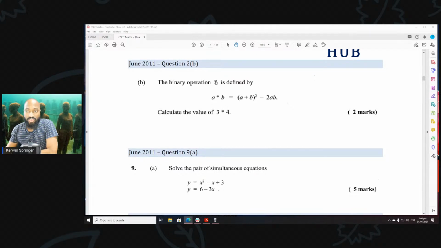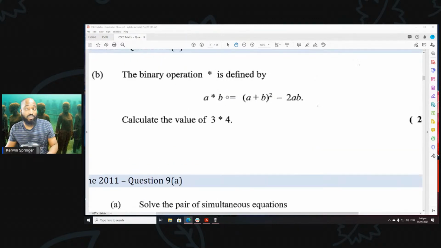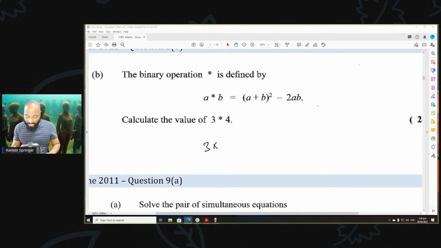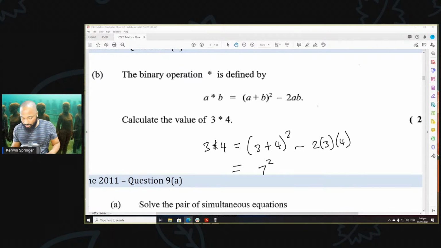So the binary operation, this asterisk, is defined as this. I call binary operators fancy substitution. So this is really 3 star 4 is equal to, put the 3 in instead of the a: 3 plus 4 all squared minus 2 times 3 times 4. So this is 7 squared minus, what's that? That's 24. 7 squared minus 24, 49 minus 24 is 25.